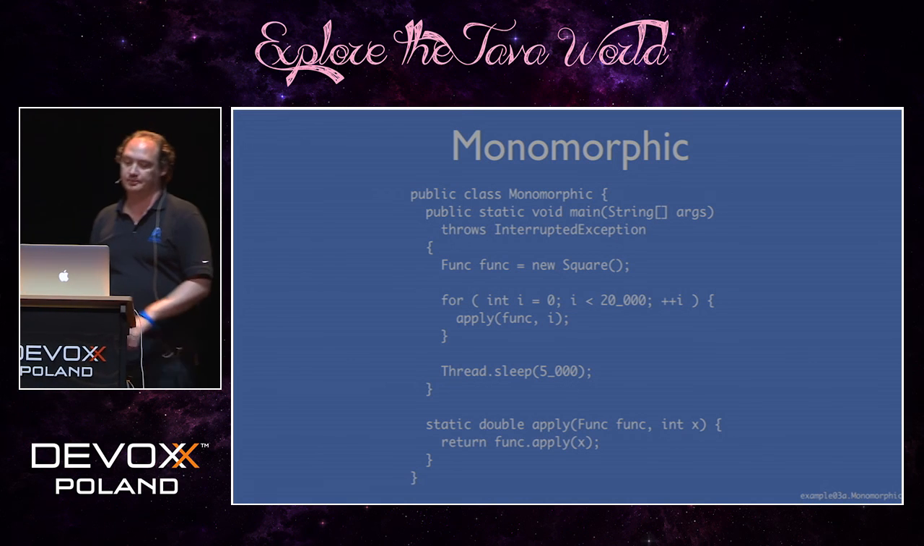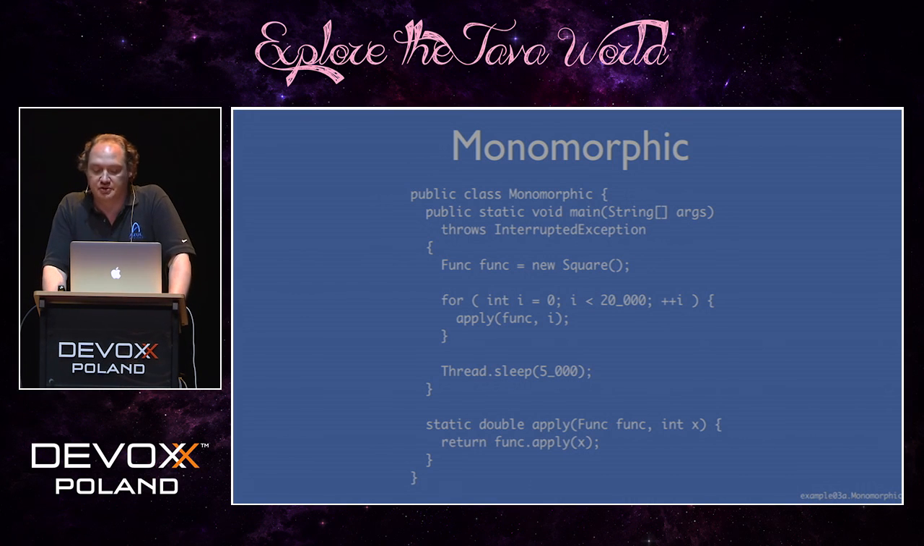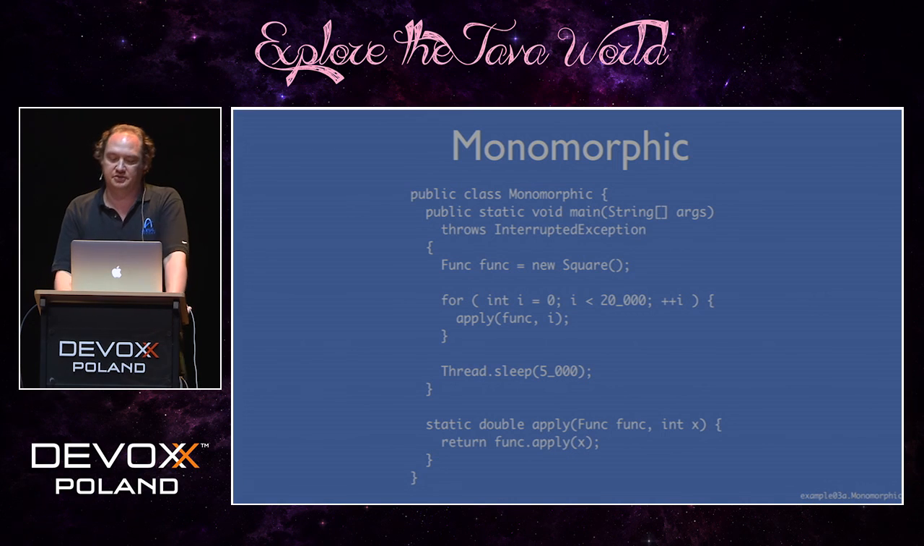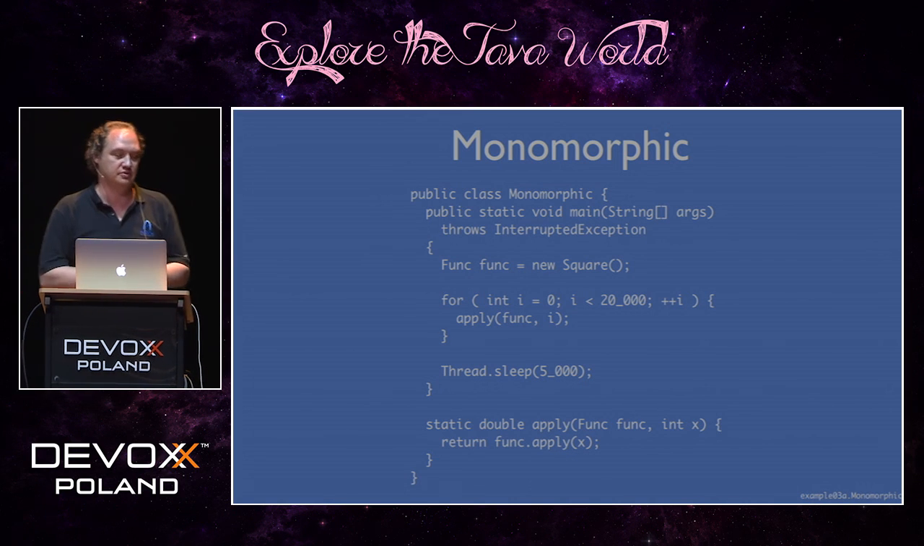Let's take an example. Here I have the use of a function object called func, and I set it to square, which is just a function object that squares numbers. Surprise, surprise.